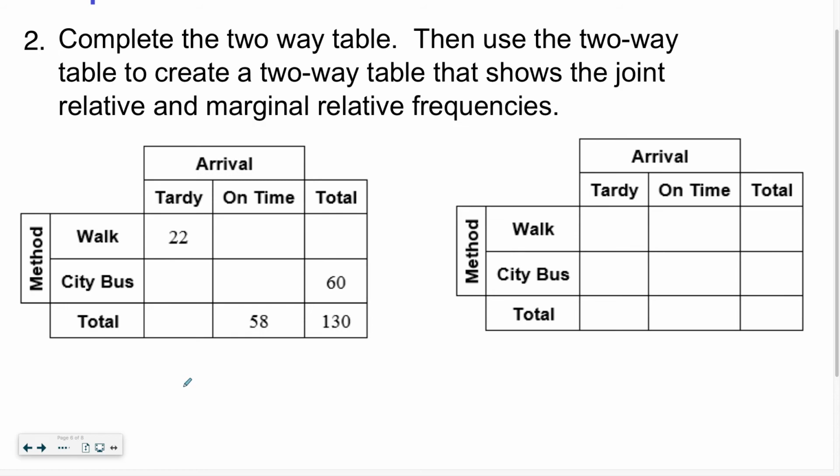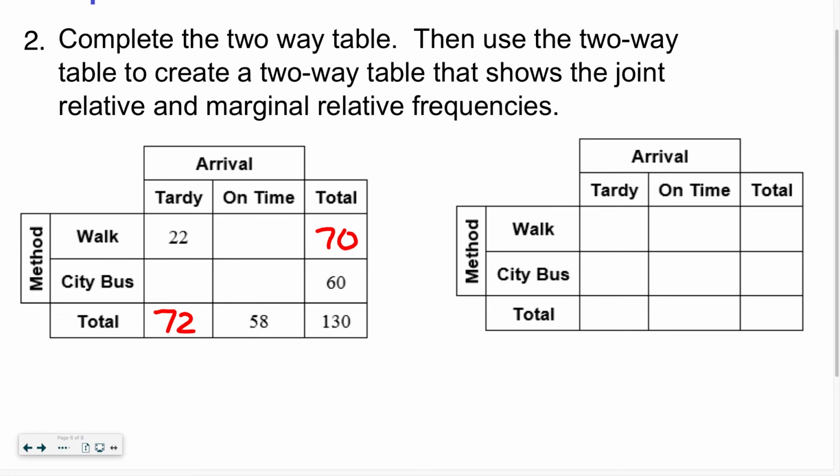Okay, doing my little bits of math. I know I have 130 people being surveyed on their transportation method and whether they arrive on time or late. So I know 60 people take the city bus. That must mean 70 people are walking, so that it adds up to 130. And then 58 people were on time, so that leaves me with 72 people who were late.